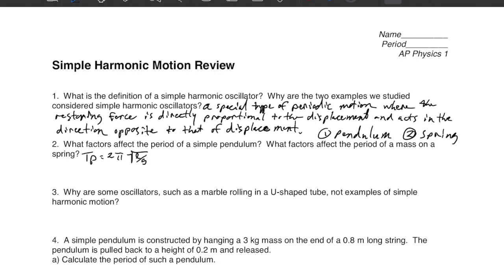The period of a pendulum can be calculated as 2 pi times the square root of L over g. L is the length of the pendulum. g is the acceleration of gravity for wherever you're located. If on Earth and not otherwise stated, we will use 10. The period of a spring can be calculated as 2 pi times the square root of m over k. m is the mass attached to the spring, and k is the spring constant.